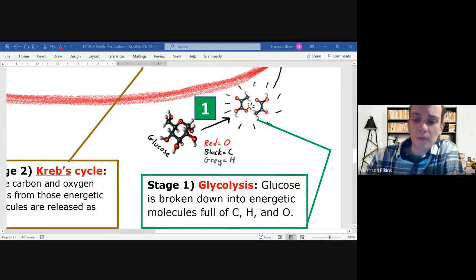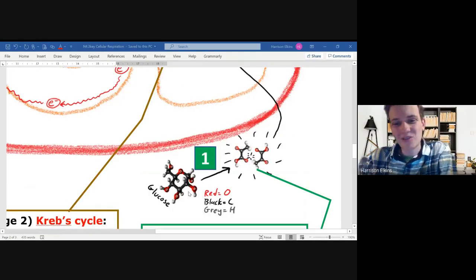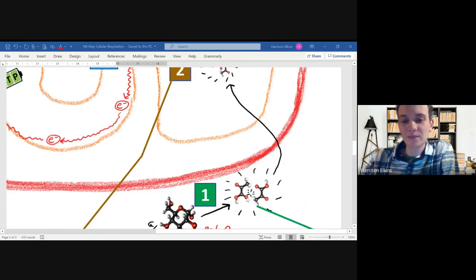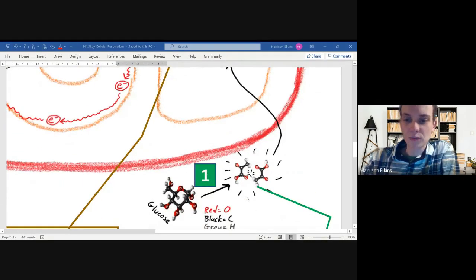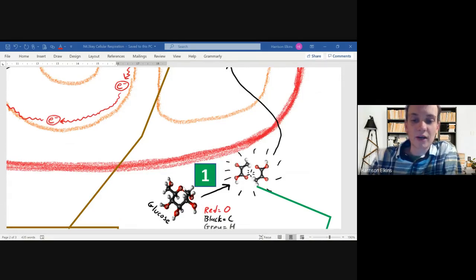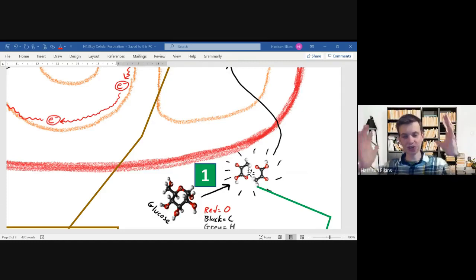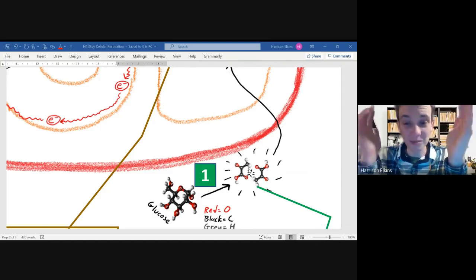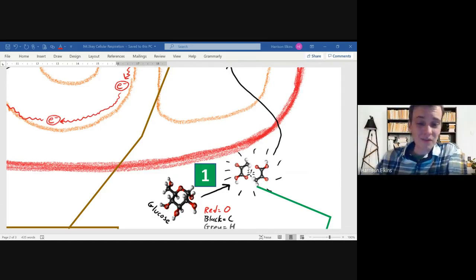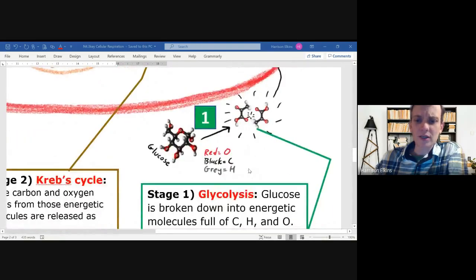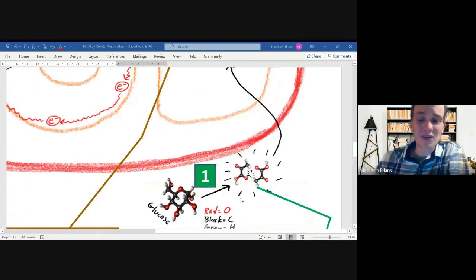Now, it is full of these atoms, and their bonds get broken, and I form these energetic molecules. They're called pyruvate molecules, technically. You don't have to know that. But here you can see that I've snapped in half this little hexagon structure of glucose, and I've got these two molecules that have just formed from glucose. So the first step of cellular respiration is glycolysis. This actually happens outside of the mitochondria, so we're not in the mitochondria yet.